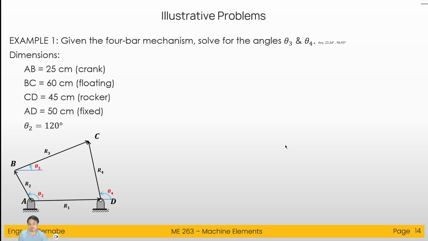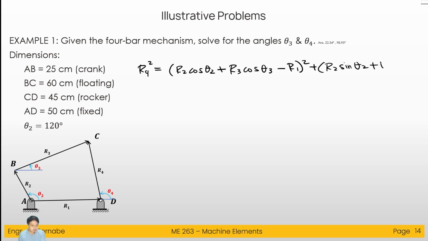So this will be helpful later on. We want to solve for the angles. So how do we solve for the angles? We already have a formula, so let me just write this down. R4 squared is equal to (R2 cos theta 2 plus R3 cos theta 3 minus R1) squared plus (R2 sine theta 2 plus R3 sine theta 3) squared.